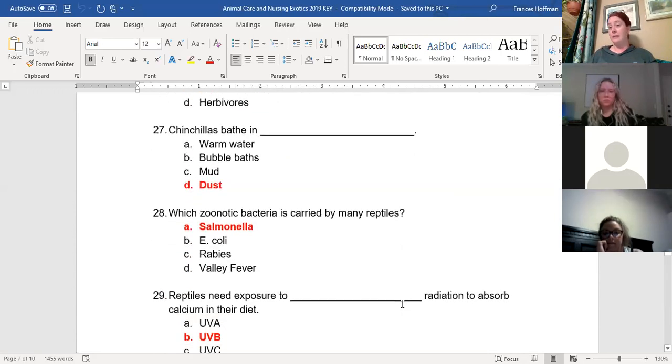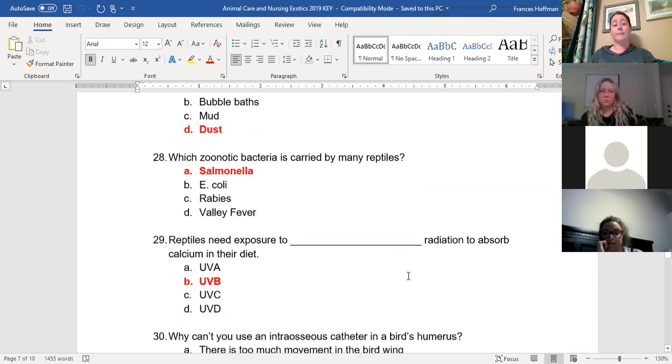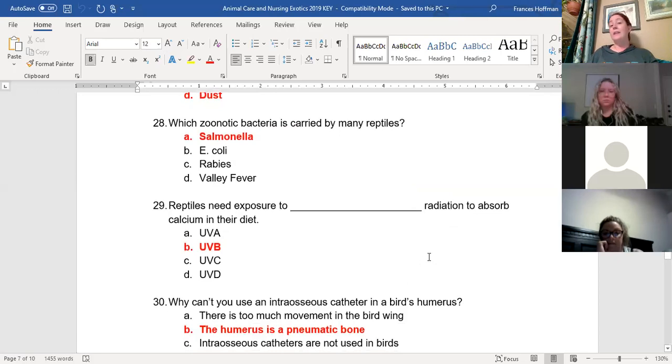Hedgehogs are classified as insectivores. Chinchillas must bathe in dust. That's going to keep them from having dermatological problems. 28, the zoonotic bacteria carried by many reptiles, birds, and even hedgehogs is Salmonella.